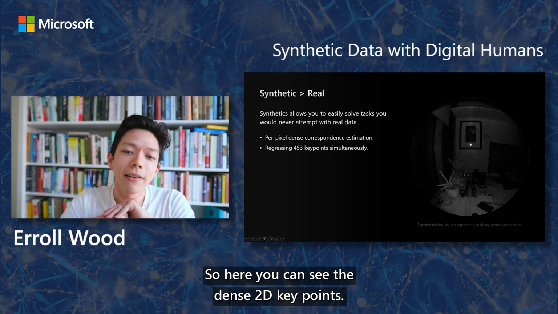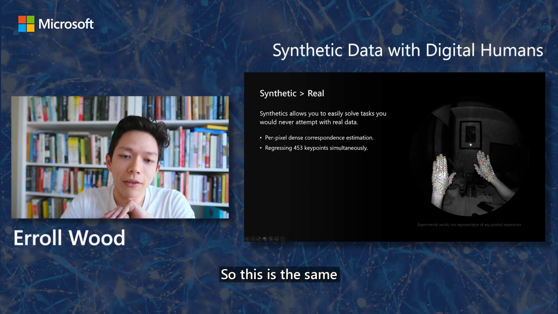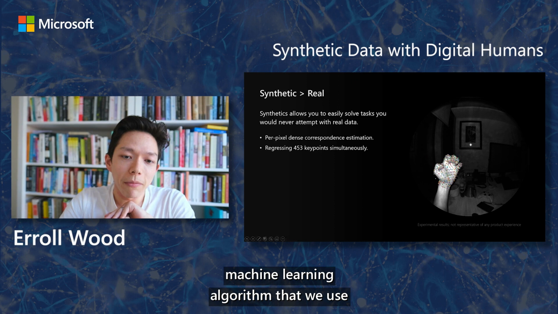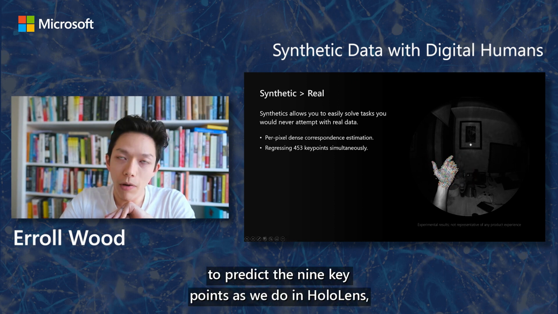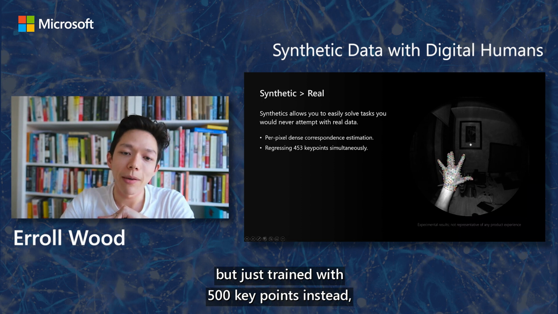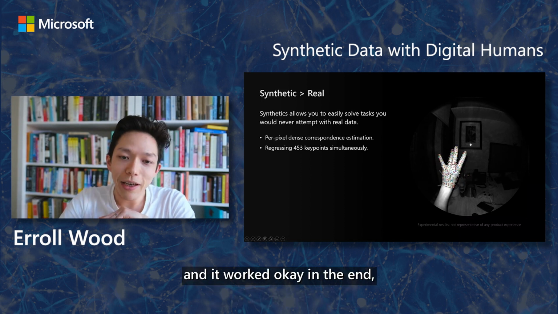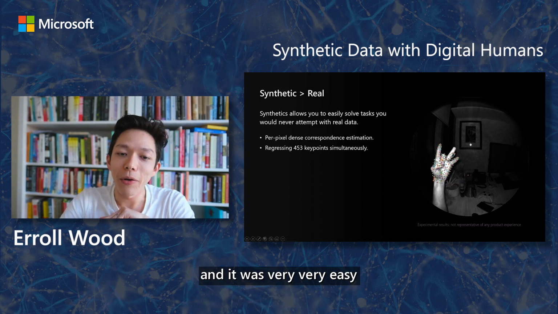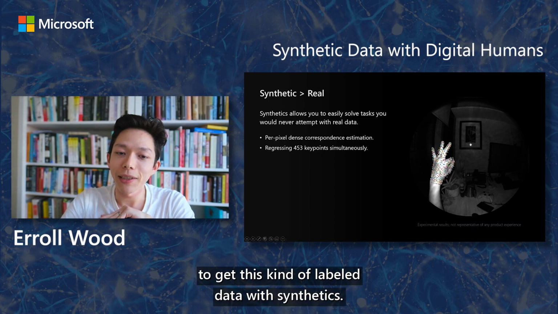Okay, so here you can see the dense 2D key points. So this is the same machine learning algorithm that we use to predict 9 key points as we do in HoloLens, but just trained with 500 key points instead, and it worked okay in the end. And it was very, very easy to get this kind of label data with synthetics.